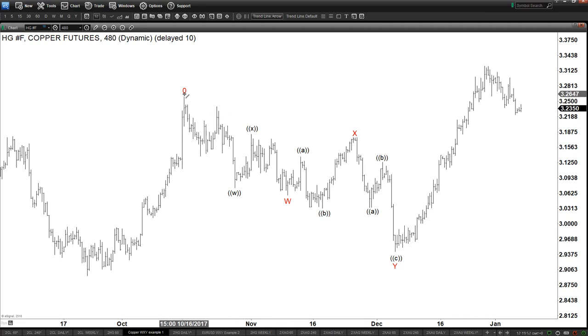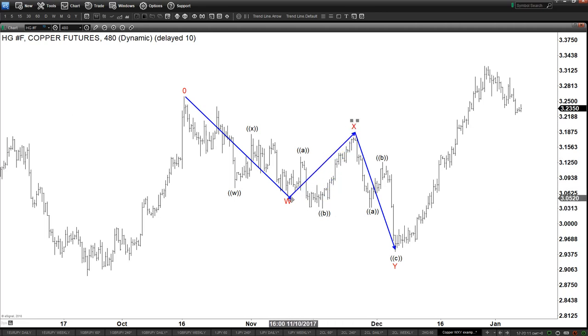But notice here, the move is in 3 waves without any doubt, right? You either count it like 1, 2, 3, or in this particular case, we count it like this: W, which ends here instead of here, and then we got a Y, sorry, an X. The X is in the form of a flat, an A, a B, a C, so it is an expanded flat here. And then we got the Y leg right here.